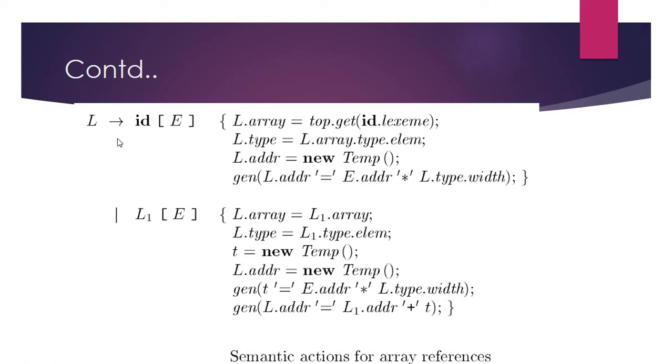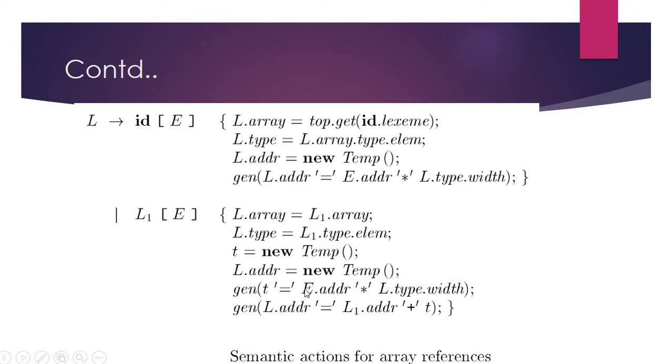Whatever the type of each element in the array, that will be the type of L.type. And here we are going to use a new temporary variable. For that, the newtemp function will be used. That will be the address of L.address. That offset value we are calculating through L.address. Whatever the width of each element, that will be multiplied with E.address to calculate the offset value. That three address code has to be generated using the gen function. Then L produces L1 of E.